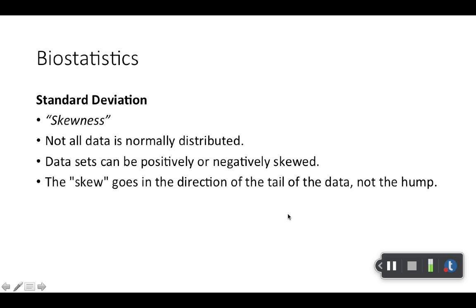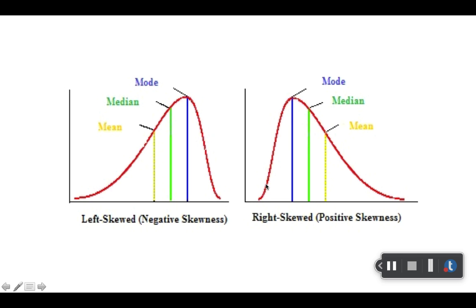But the skew they specifically talk about is the tail of the data and not the hump. Keep that in mind, because that always messes me up, and I always think the opposite is true, but the skew is in the direction of the tail. So if there's a big hump on the right, then it would be a negative skew. Am I saying that right? Yeah. No, I'm sorry, that's not the same thing. If there's a big hump on the right, then the data is skewed to the left. There's a positive skew there.